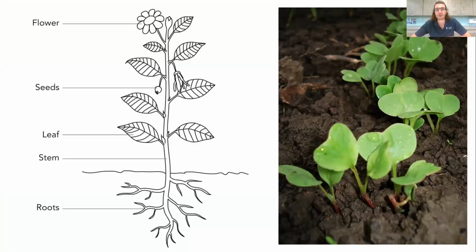But there are also some things I wanted to mention about plants in general. While that all helps to get to the adult plant, what are the different parts of the plant that actually really allow them to be successful? And so there's a number of different parts.